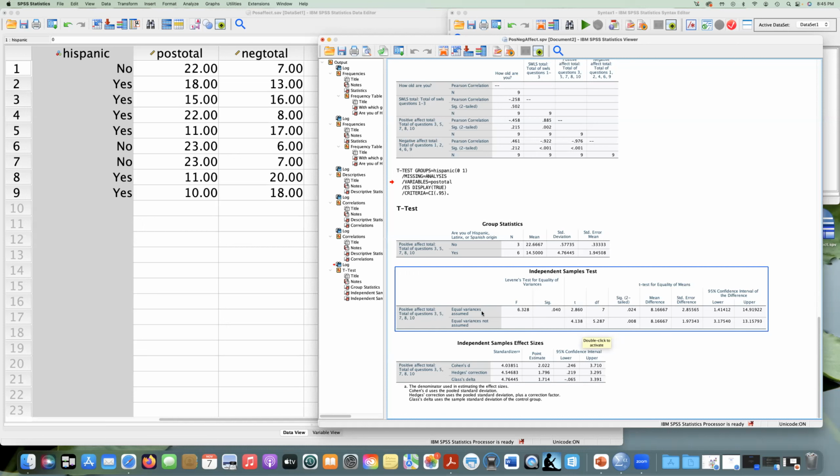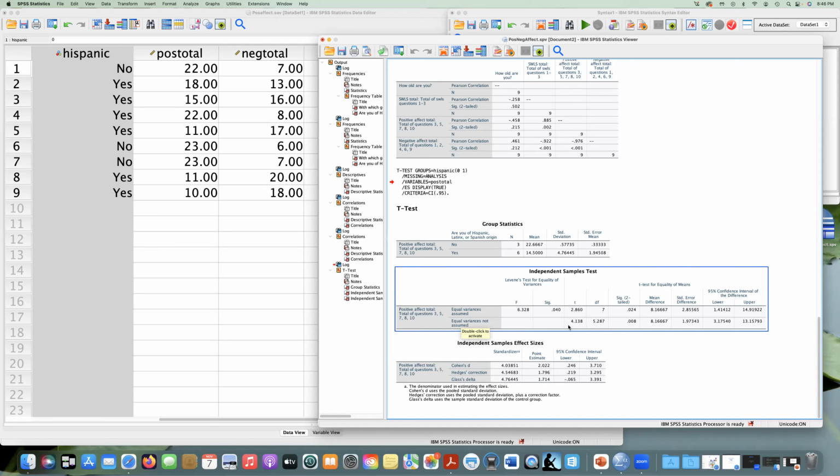We look at equal variances assumed. This is talking about Levene's test for equality of variances. We're talking about variance between our groups or within our groups. So we look here for this significance, and you can see that it's 0.040. Because it is less than 0.05, that actually means that we cannot assume equal variance. And so we're going to actually use this line, equal variances not assumed, and it gives us different numbers.